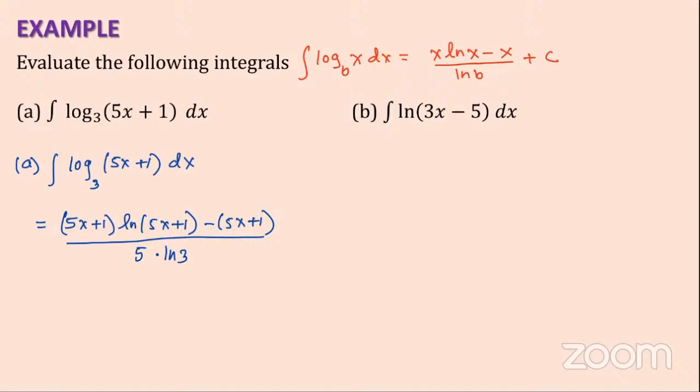Does that make sense? Because it is x log x. So 5x plus 1 is x log x, then minus 5x plus 1. You divide by log b, so log 3. But we have not x, but 5x plus 1. So we have to divide by the derivative of 5x plus 1, which is 5. Okay? And there is nothing we can simplify after that. Probably you can factor 5x plus 1, but it will not give you anything new there. So it's okay to leave it there, plus c.